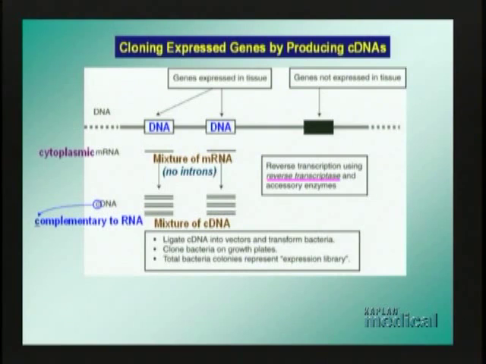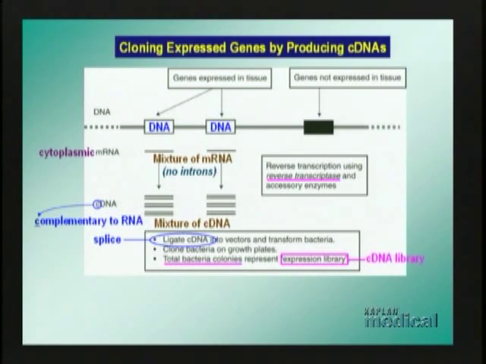What happens next is this mixture of cDNAs is ligated, spliced into vectors using DNA ligase to reform phosphodiester bonds, and then these recombinant plasmids are transformed into bacteria. When the bacteria are grown up and cloned on soft agar dishes, the total bacterial colonies at this stage now represent an expression library, more commonly called a cDNA library.